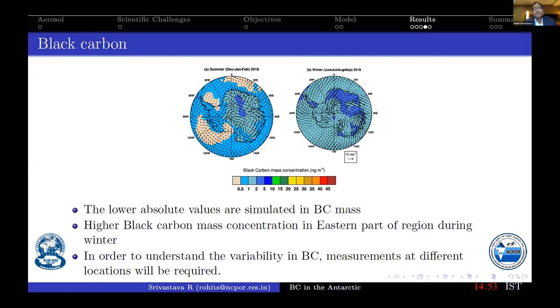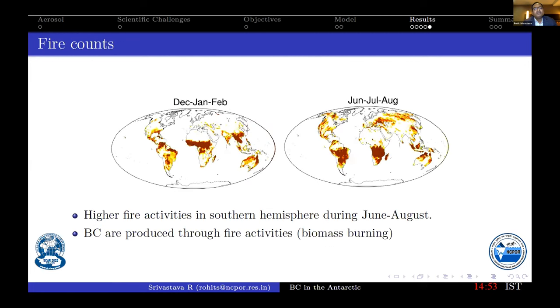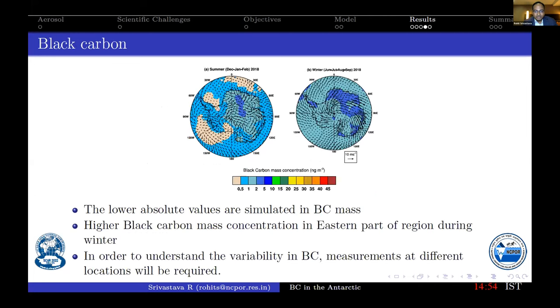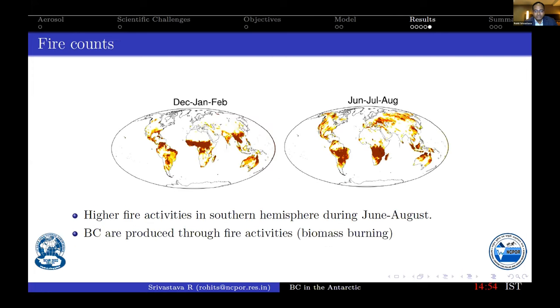This part is because of fire counts, as well as anthropogenic activities. Mainly you can see that fire counts in June, July, August, September are more in the southern hemispheric region as well as northern. So that fire emits biomass burning carbon, that is black carbon. That could lead to higher aerosol BC mass concentration over the Antarctic region in austral winter. But still values are less, so we need more observations and we have to improve the model in order to predict black carbon over this region.